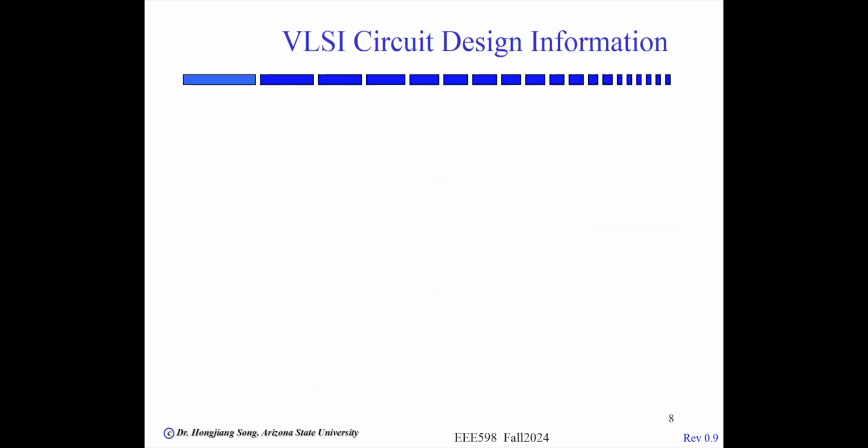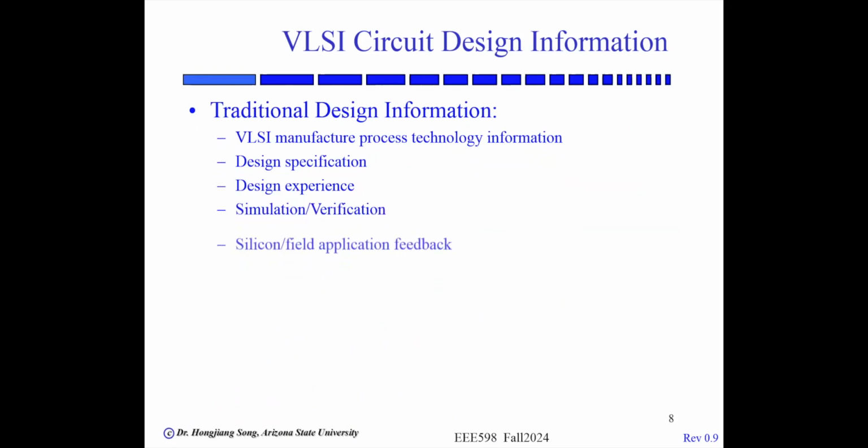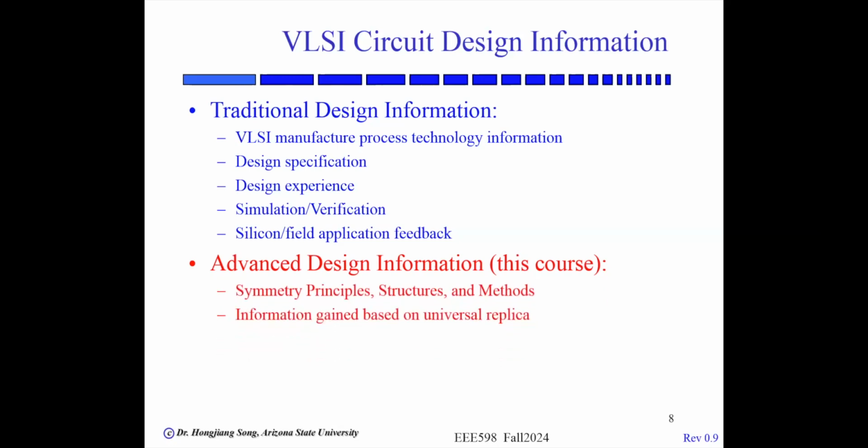So now let's look into what kind of information we can use in VLSI design. In the traditional design method, the information can be used from manufacturing process technology information, or from design specifications, or from the designer's experience and learning, or from the simulation and verification results, and even from field testing. In this class, we'll focus on advanced design information, relying on symmetry principle, structure, and method. And this is information gained based on a universal replica.